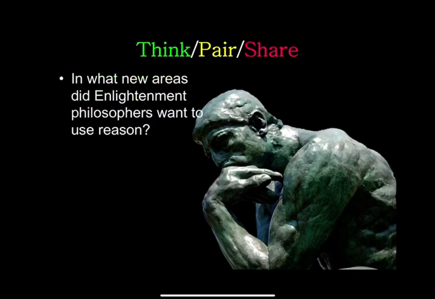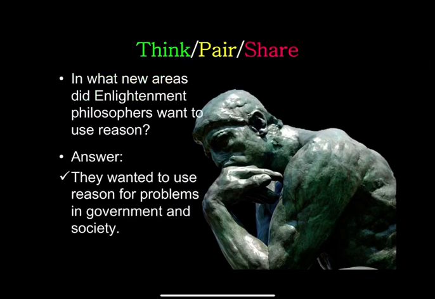Enlightenment philosophers wanted to use reason. Okay, what did they want to change? Did they want to change art? No. Did they want to change religion? No. Did they want to change science? No. What do they want to change? Thinking. Well, they did want to change thinking. You know what? You're right. I shouldn't say no to that. But what area of thinking do they want to change? Reason? Well, it is part of reason. How about government? Yes. Okay.